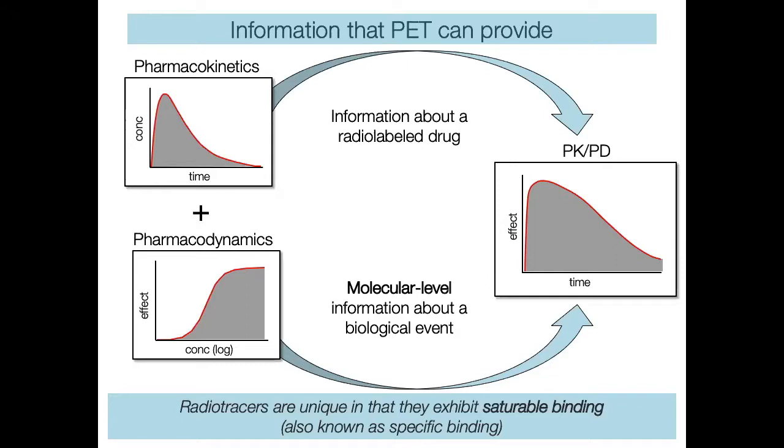There's a little note here that I have, which is that the uniqueness of the radiotracer is that it has saturable binding. That means that a good radiotracer, if you inject it into the body, should give a specific signal. If you were to give a pharmacological blocking dose of that same drug along with the tracer, you would see the signal go down significantly. And that's known as saturable binding of the radiotracer.